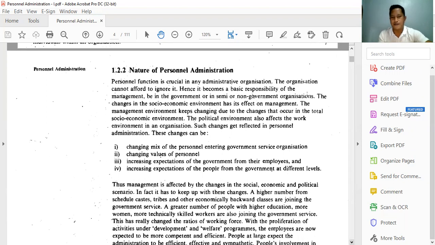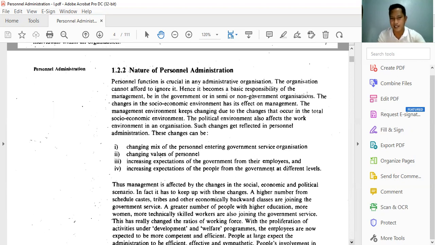So the personnel function is crucial in an administrative organization, so the organization cannot afford to ignore it. Hence, it becomes a basic responsibility of the management, be it in the government or in semi or non-government organizations. So the changes in the socio-economic environment have effects on management. So the management environment keeps changing due to the changes that occur in the total socio-economic environment. The political environment also affects the work environment in an organization. Such changes get reflected in personnel administration.